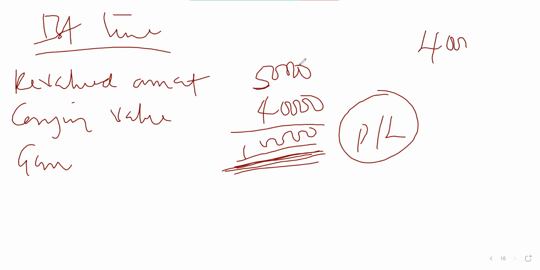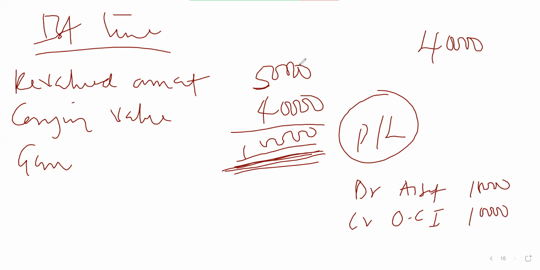No, it was 40,000. Okay. So now the value has increased to how much? To 50,000. So what do we do to the asset? Debit the asset by 10,000. So we debit the asset 10,000 and credit what? Other comprehensive income by 10,000. Are you okay?